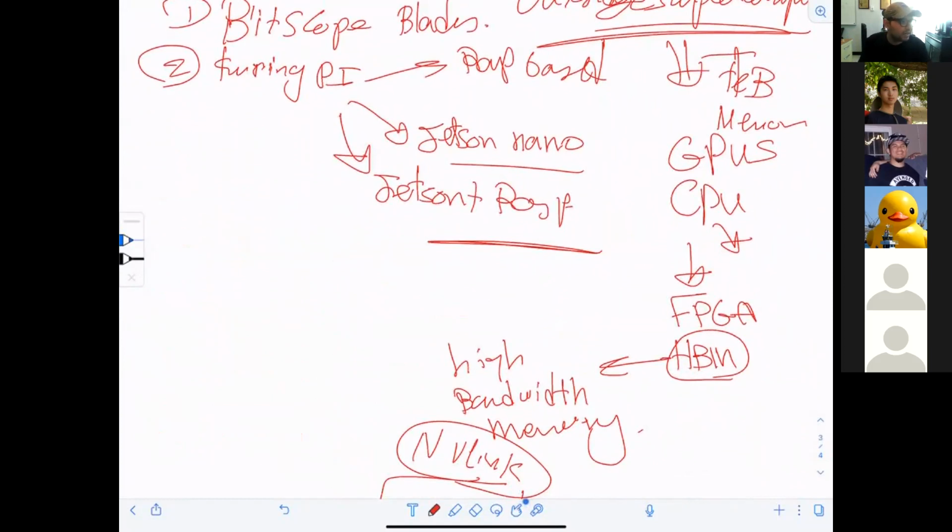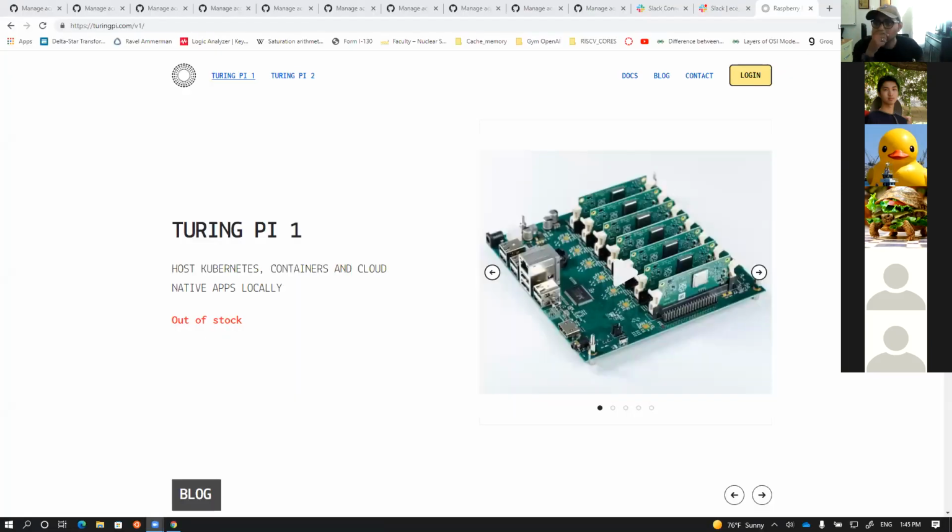So, I am back here on my main computer, and I can say Turing Pi. This is Turing Pi. Can you look at it? I don't think we can see what you want us to see. Oh, you cannot see it? I'm sorry. Can you see it now? Yeah. Okay. Can you see Turing Pi?